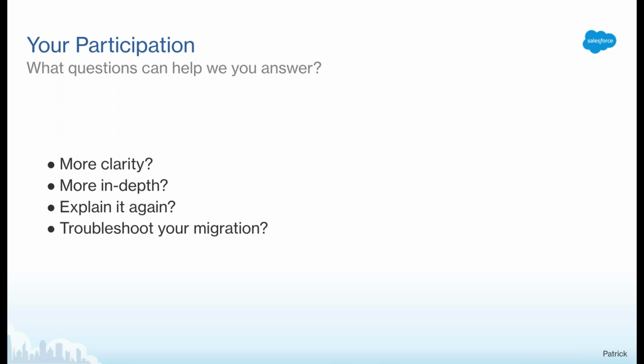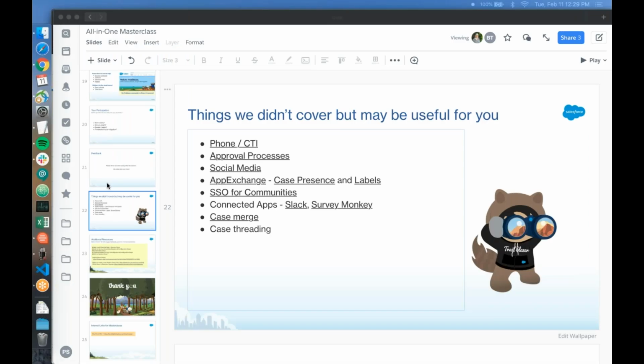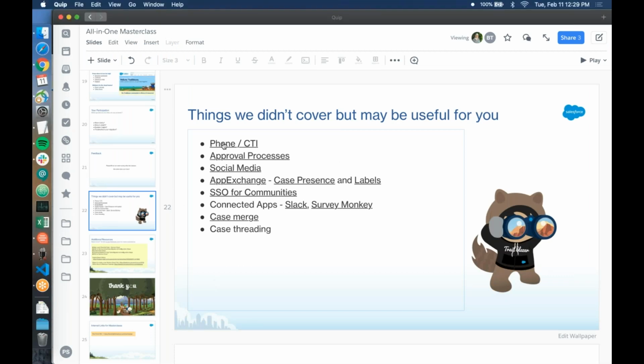So real quick too, I want to talk a little bit about the things we didn't cover here today, which would be any sort of phone or CTI integration, any sort of approval process, social media, app exchange, add-ons, SSO for communities, connected apps, case merging, and case threading. If you do have questions around this, Barb did a great job in providing that additional information right there for you. So you can click on one of them, and that should take you to a page that will talk a little bit more about those specific features.